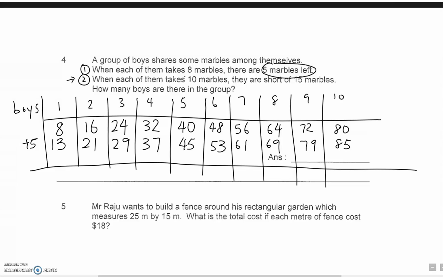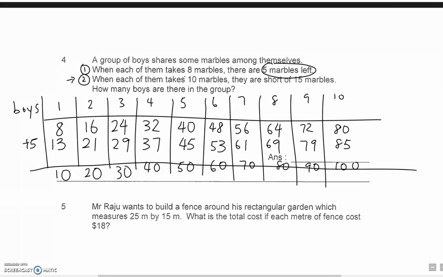Now the second clue says, what if each boy takes 10 marbles? So instead of taking 8, now they are taking 10. If I have 2 boys, I will be taking 20 in total. 3 boys, it will be 30 in total. 4 boys, 40. 5 boys, 50. 6 boys, 60, 70, 80, 90, and 100. Okay? But that's not all.